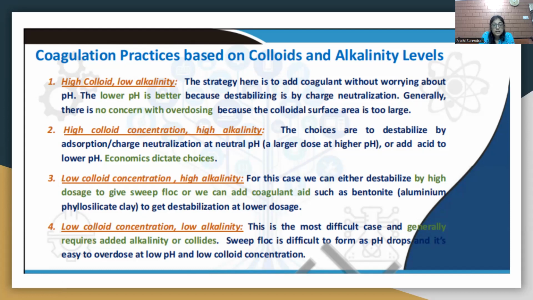So in case the colloid concentration is low and the alkalinity is also low, this is a very difficult case. So we have to add the alkalinity of colloids, and also sweep flocculation is difficult to take place in such a water. So this is not a very ideal condition for coagulation to occur.